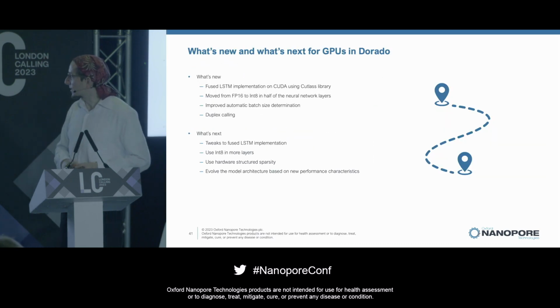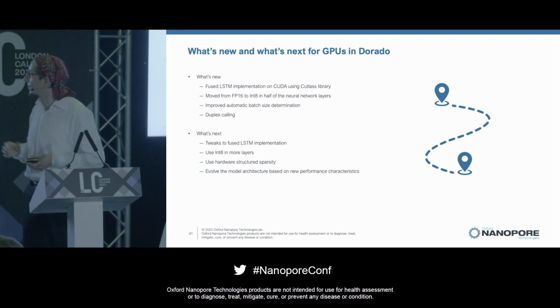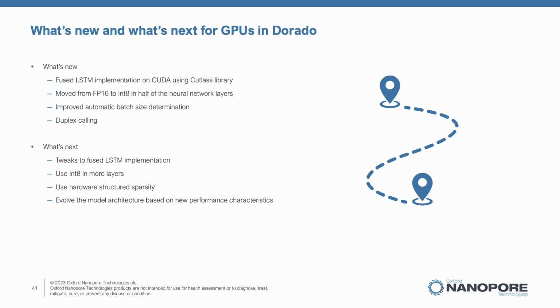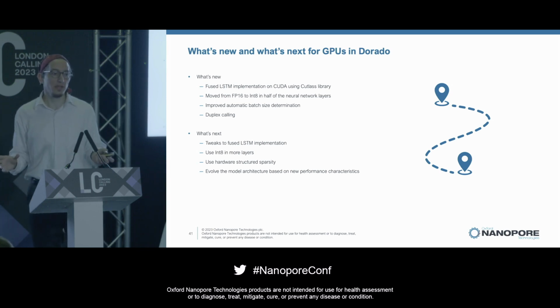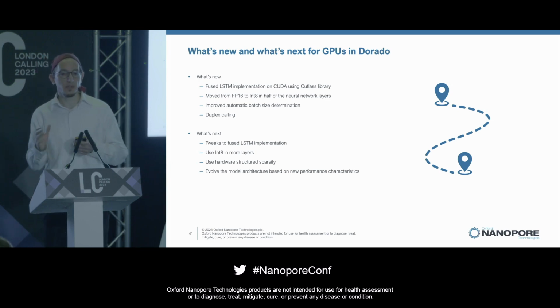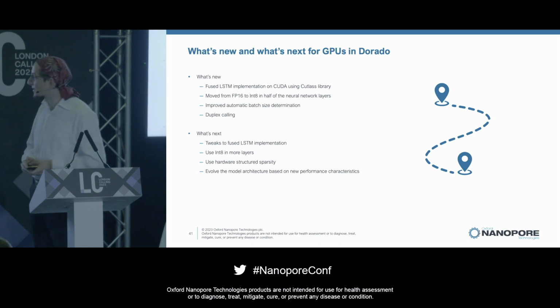And then I want to touch on what we've done in Dorado. What's new is what I talked about, the fused LSTM implementation, which gives us great performance. We moved from FP16 to quantization using 8-bit integers now in half the neural network layers, improved automatic batch size detection, and we also added duplex calling on the GPU. It uses exactly the same code as the simplex calling, so all the improvements that we do for simplex will immediately also apply to duplex.